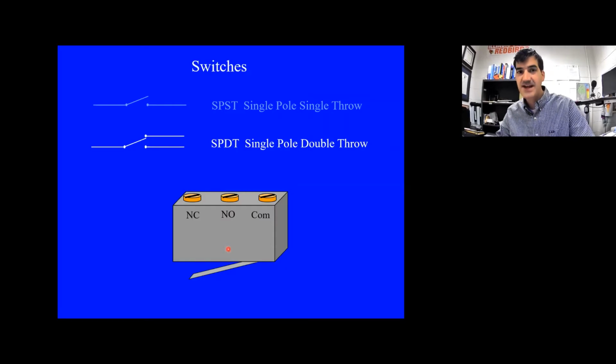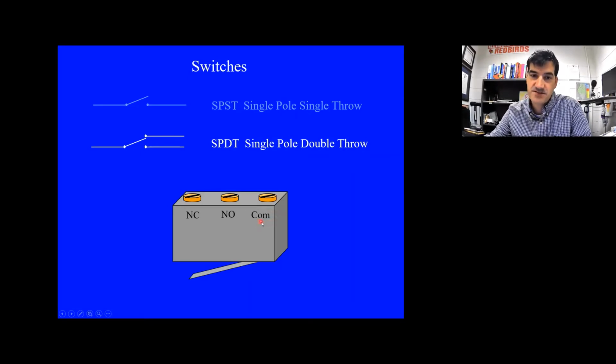All right, now the next kind of switch that we're going to talk about is just slightly more complicated. It's a single pole, double throw switch. The nomenclature is the same. We have a single pole, which means it has one input connection. So that's right here. Here's the input side. This is also called the common. This is the common connection for the switch, sometimes abbreviated COM.